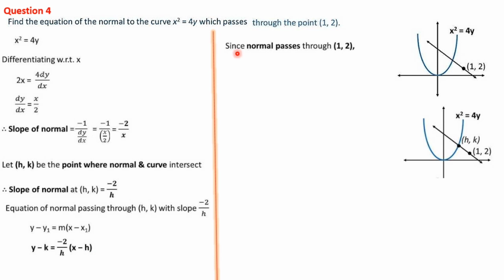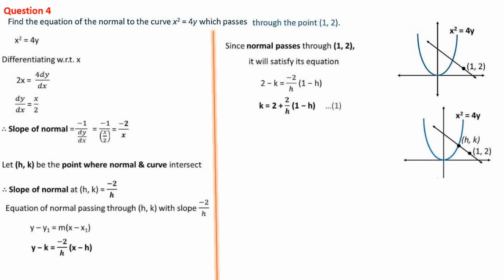Then, since the normal passes through the point (1, 2), you see there the normal is passing through the point (1, 2). That means this equation, the equation of the normal, is passing through the point (1, 2), so this point will satisfy the equation. Instead of x and y we can put 1 comma 2. So y is 2, so 2 minus k is equal to minus 2 by h into (1 minus h).